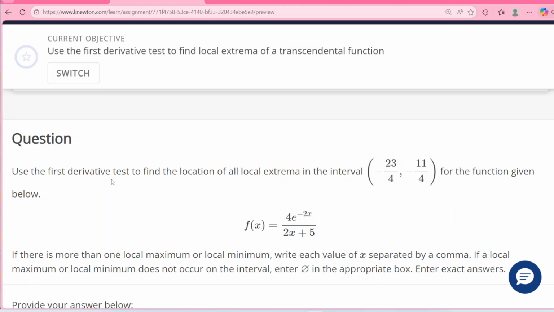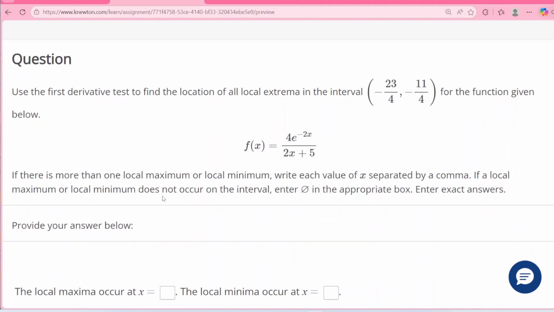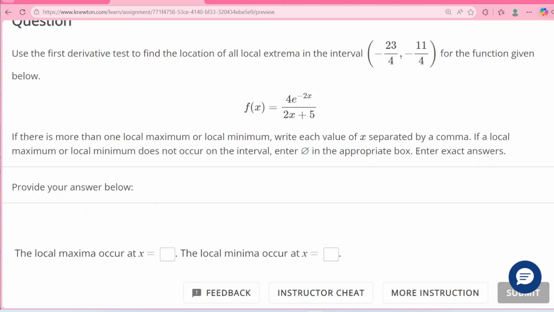So we're asked to use the first derivative test once more, to find the location of all local extrema in a particular interval, though. So don't find all of them, just the ones that occur between negative 23/4 and negative 11/4 for this function given below. And if there's more than one, separated by commas, enter exact answers.